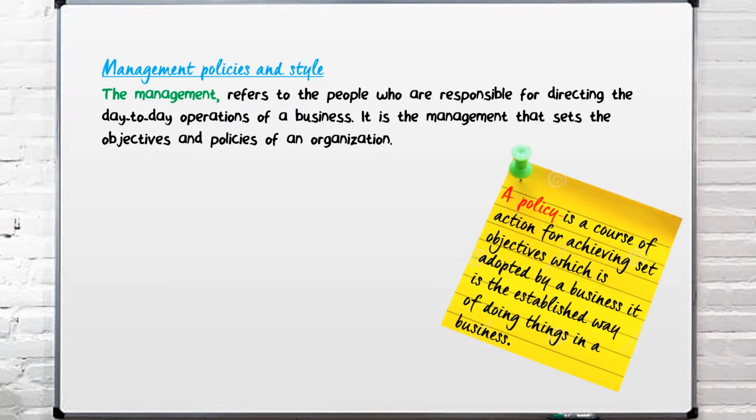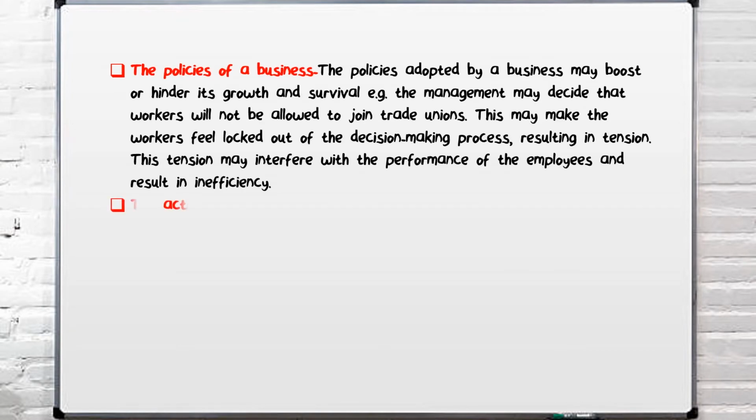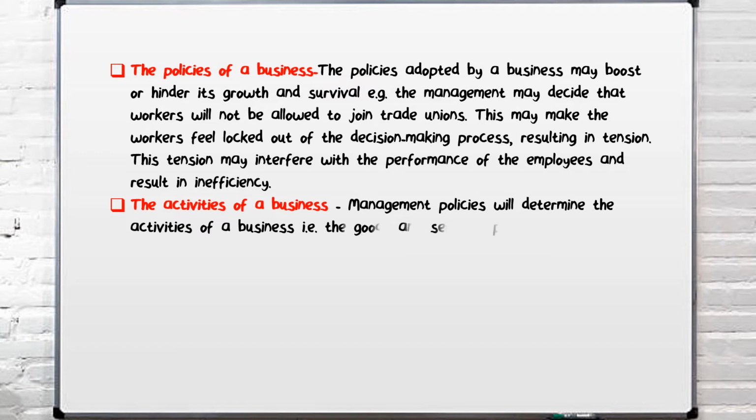We're going to look at how these policies and of course management styles affect the day-to-day operations of the business. Say a company or an organization decides through its managers to abolish their members joining trade unions. Its overall effect is that it is going to raise tensions and interfere with the performance of the employees, and later on result in inefficiency in the organization. Policies are supposed to be adopted by the business so that they can boost the growth of the business. If they are done without taking much consideration of their effect on the overall performance, it's going to hinder the growth and survival of the business, and hence result in business failure.